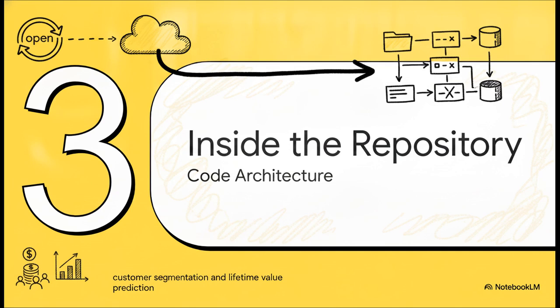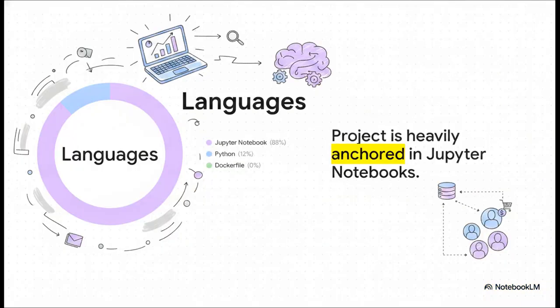Okay, let's roll up our sleeves and look at part three, inside the repository. When we actually look at the code base, it's overwhelmingly driven by Jupyter Notebooks, making up almost 88% of the project, with Python scripts making up about 12%. For us as learners, this is awesome. It means the project is heavily anchored in data exploration and interactive modeling, not just deploying a bunch of static scripts. It's the perfect environment to run code step by step, instantly visualize your results, and really follow the thought process.